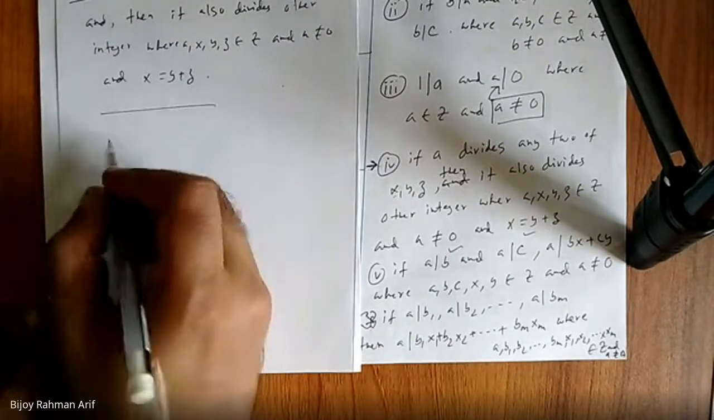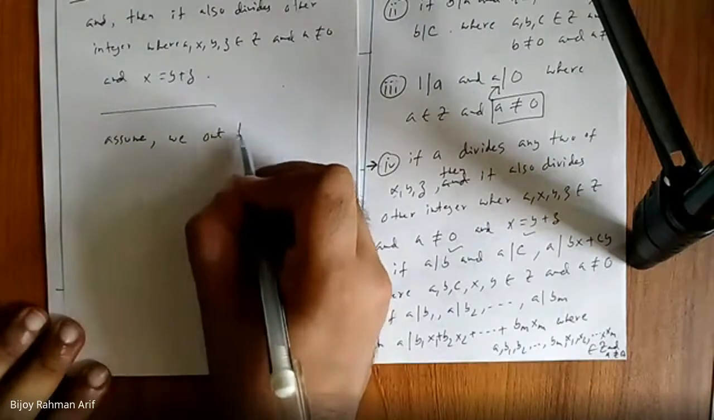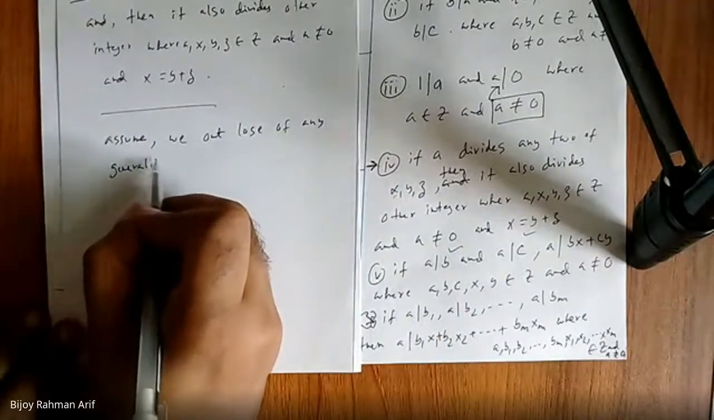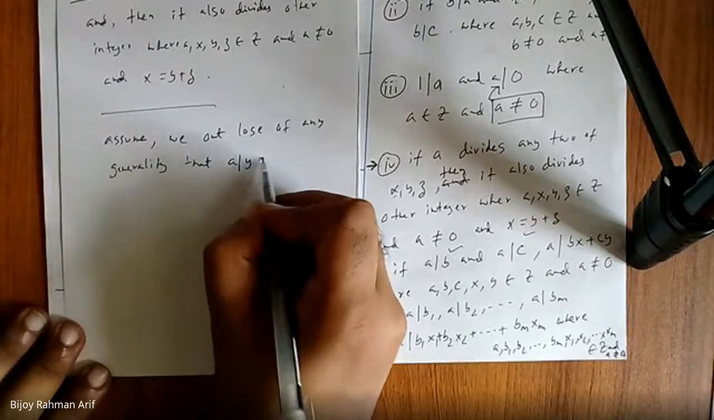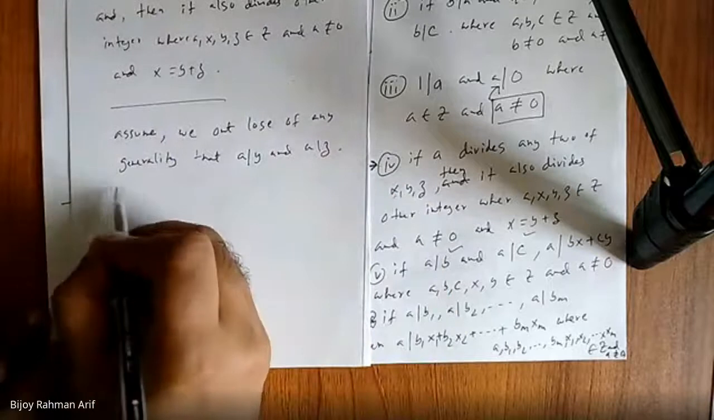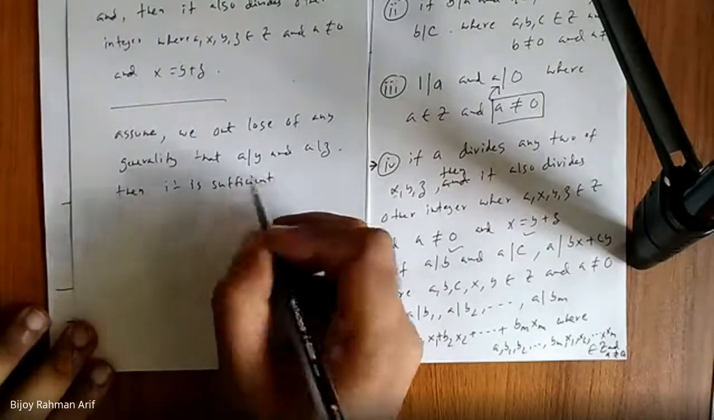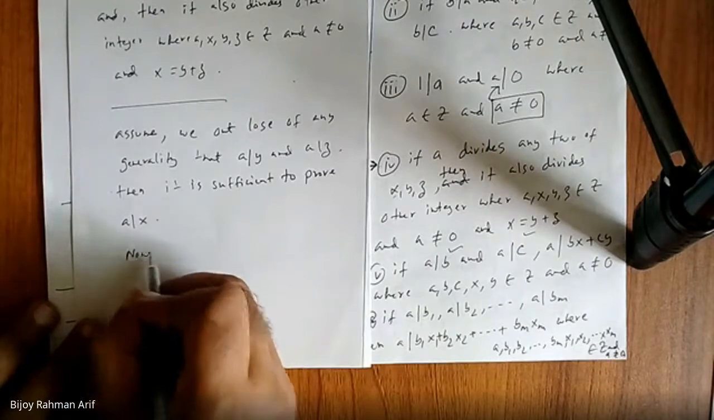How can we do it? Assume, without loss of generality, that a divides y, a divides z. Then it is sufficient to prove a divides x. Now, a divides y.